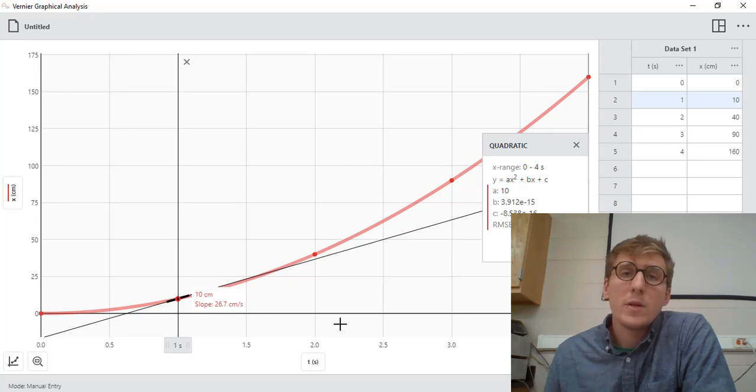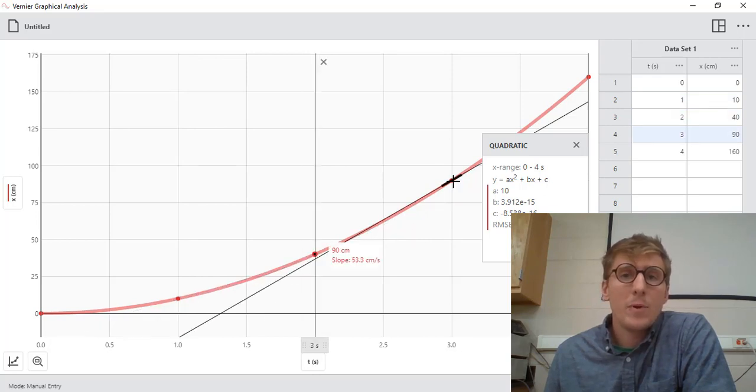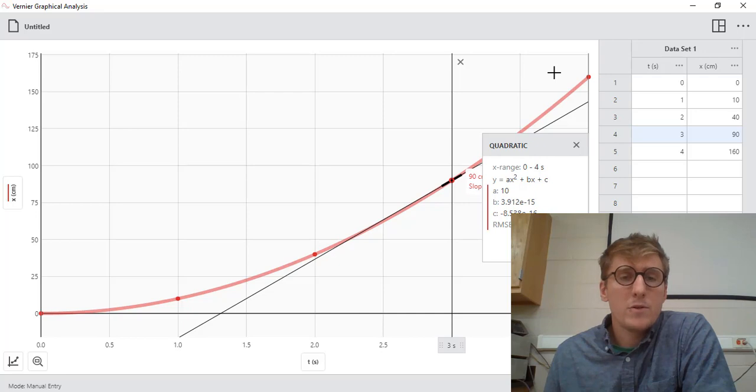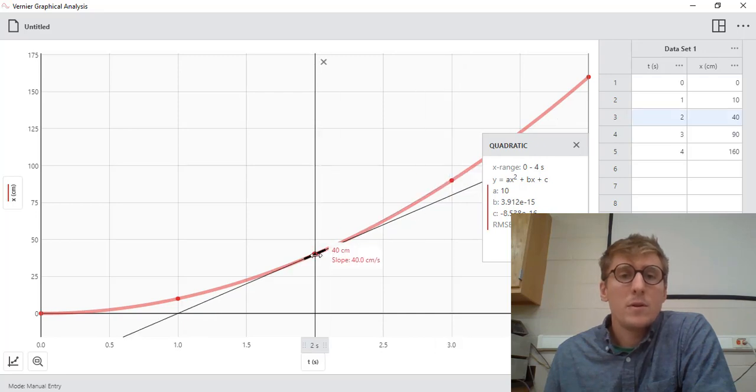It even gives you the units of your slope, centimeters per second for me, which means that at each of these points, the slope of the line drawn tangent gives you the velocity of the graph at that moment in time, or at that instant. And that's why we call it instantaneous velocity.